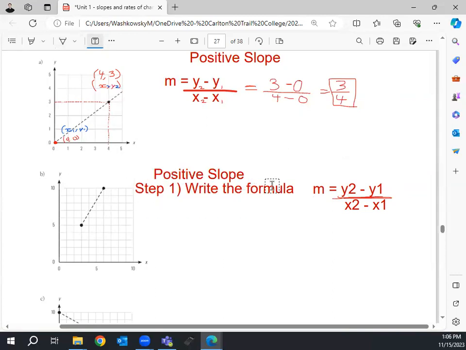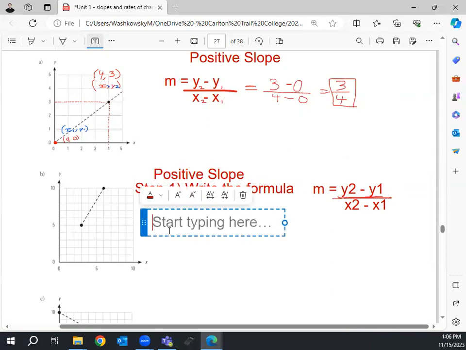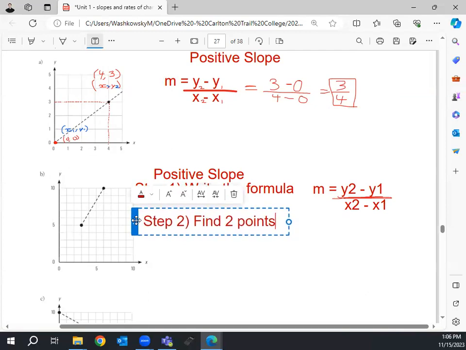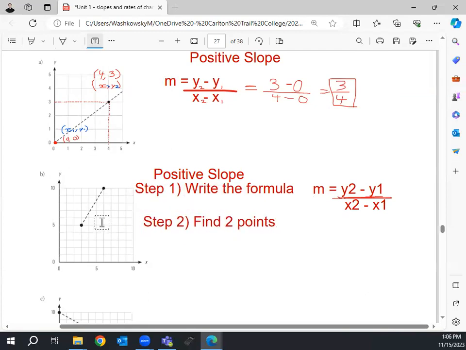My next step here, I'm going to find step 2. I'm going to find 2 points on the graph. I'm just going to put find 2 points. So we're going to go do that now. I'm going to need to zoom in here in just a second. I know it's pretty small for your guys's graphs, so I'm just going to zoom in a lot here.